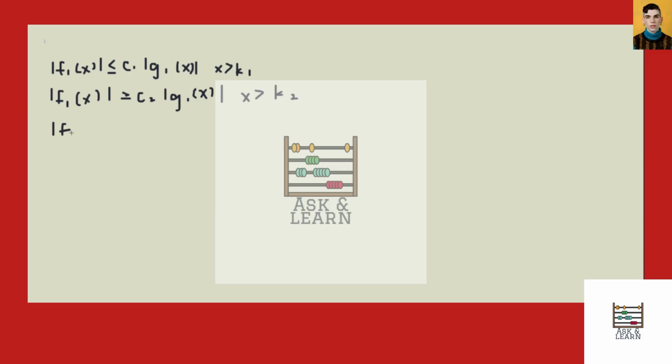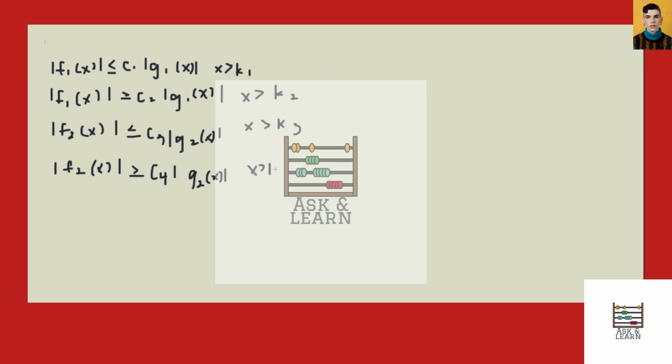This one's f2(x) absolute value is less than or equal to c3 times g2(x), and this is whenever x is bigger than k3. And we have the absolute value of f2(x) is bigger or equal to c4 times the absolute value of g2(x) whenever x is bigger than k4. So let k equal the max of k1, k2, k3, k4, and let x be bigger than k.